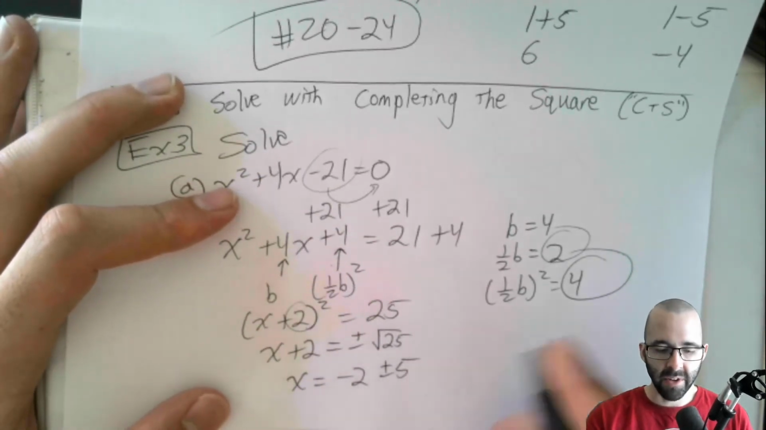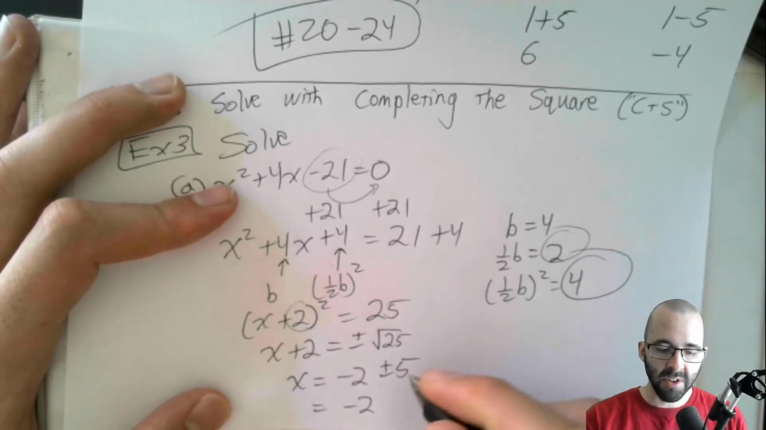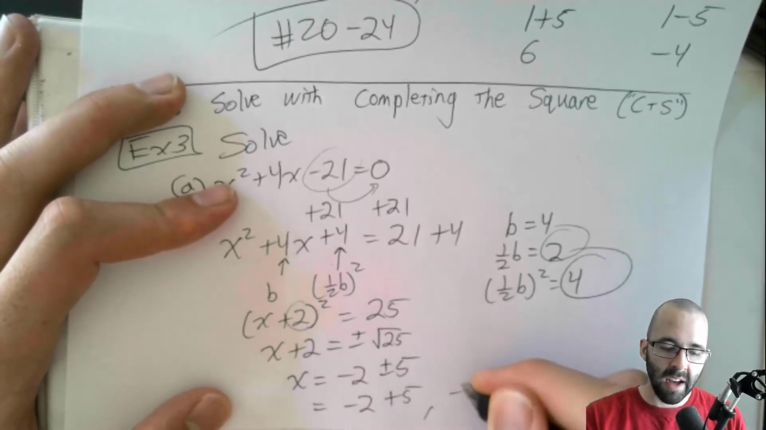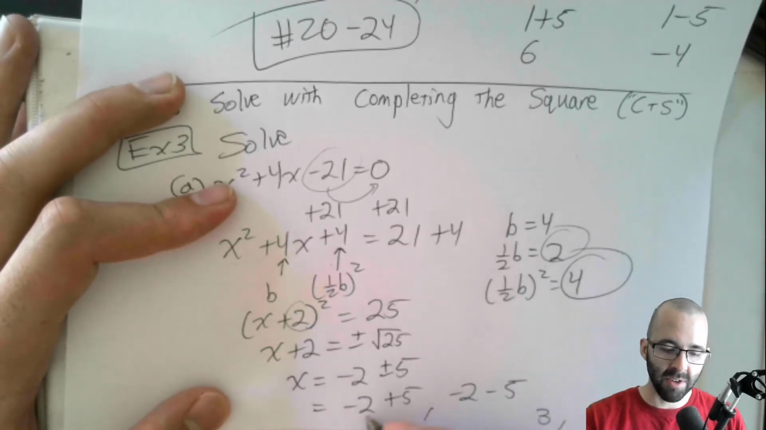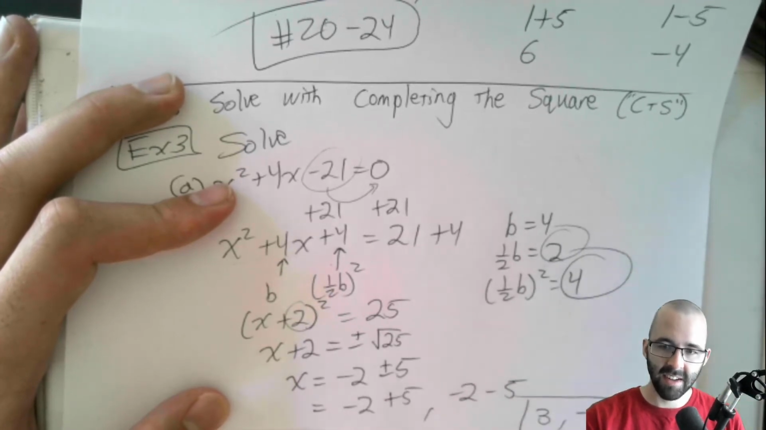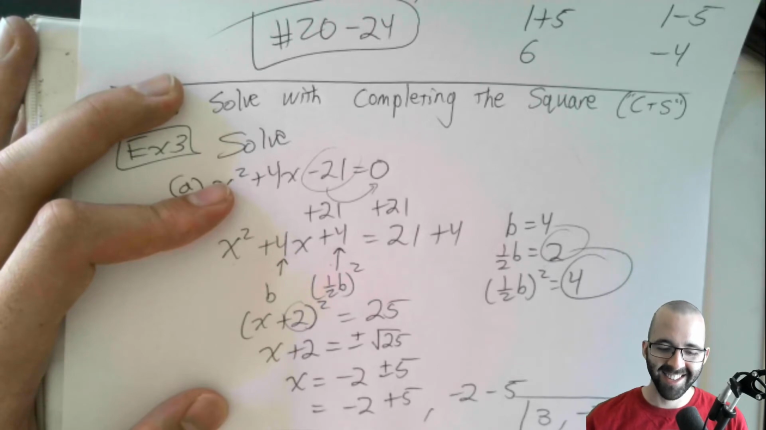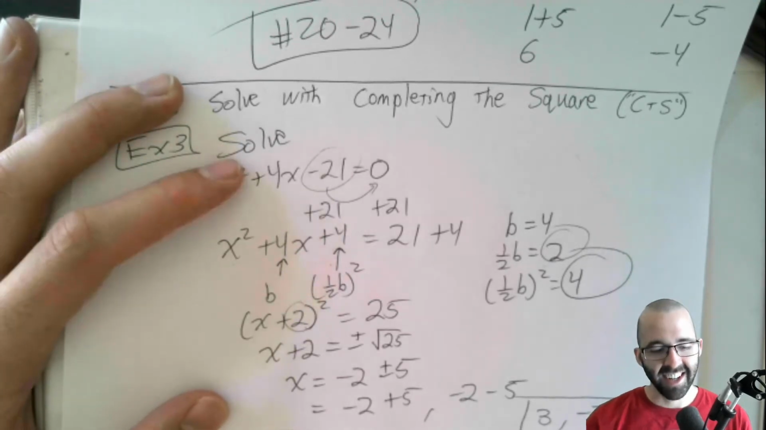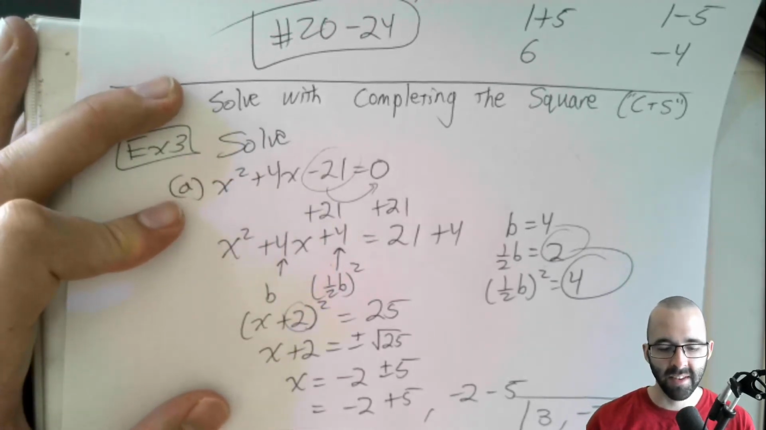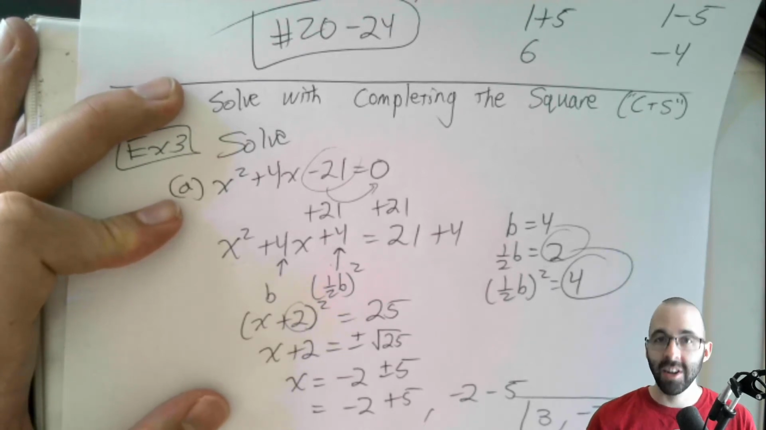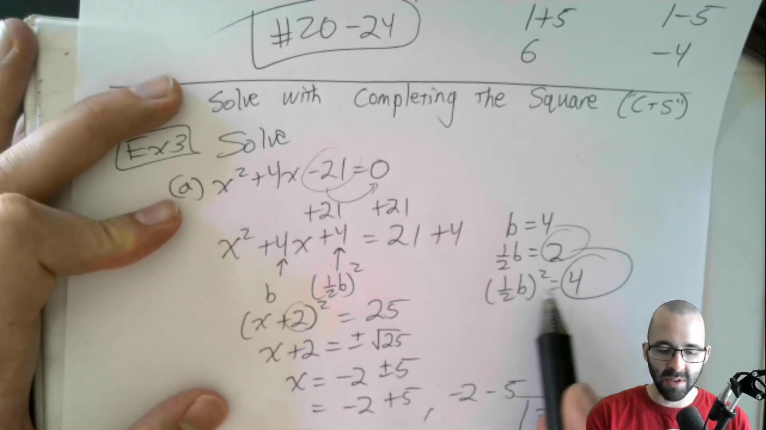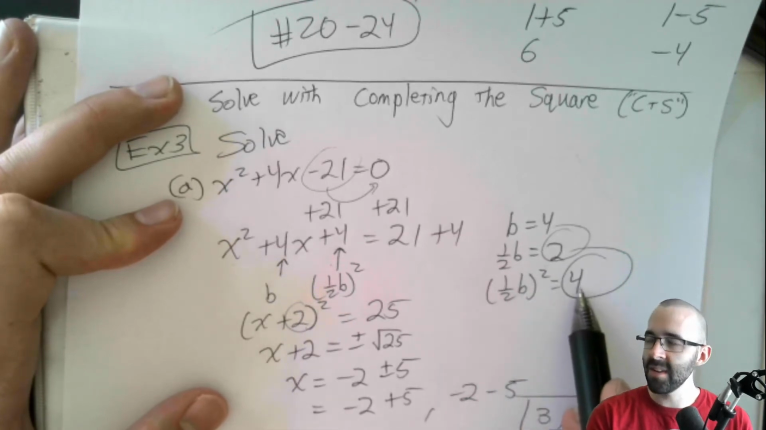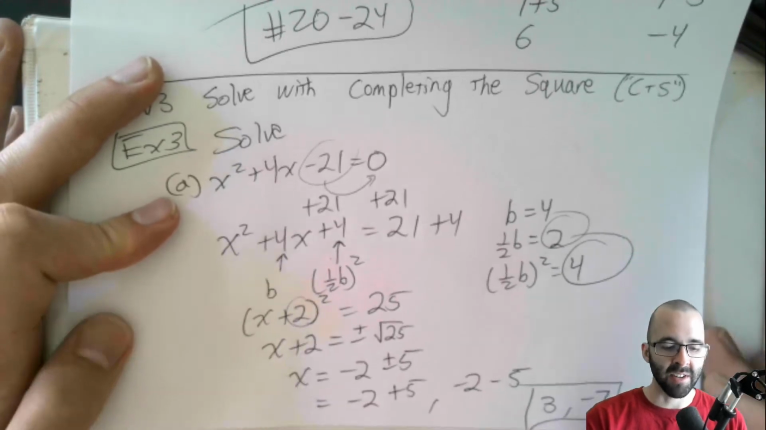We can simplify this further. This is -2 plus 5 and -2 minus 5. That's -2 plus 5 is 3. -2 minus 5 is -7. Excellent. Okay? And that's how you complete the square. And this is a good time to complete the square. If you find out that your 1/2 b squared is a nice number, that's a good time to use completing the square.